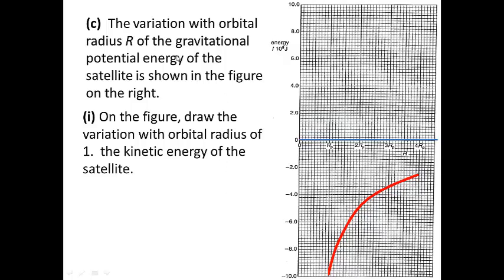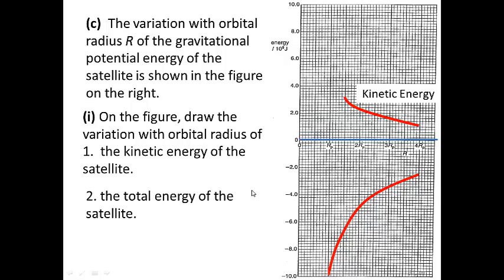The variation with orbital radius r of the gravitational potential energy of the satellite is shown in the figure. So this is the variation with orbital radius. On the figure, draw the variation with orbital radius of 1, the kinetic energy of the satellite. So this is the kinetic energy of the satellite, which is positive half GMm over r, and the total energy. So this is the minus half GMm over r. So this is a mirror image, and the value at every point is half of the potential energy.